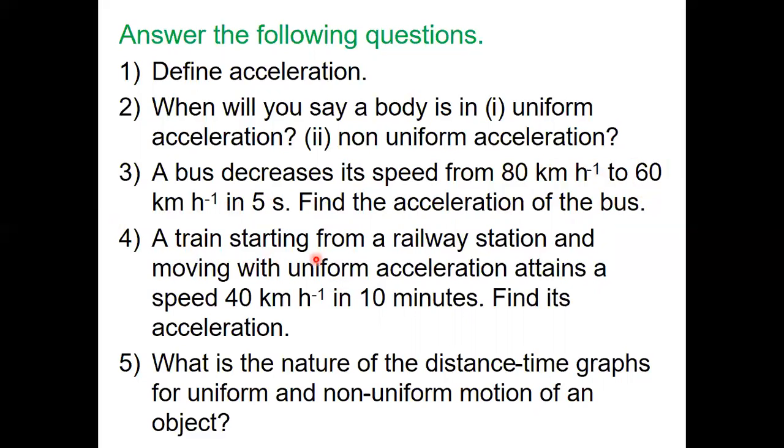Fourth one, a train starting from a railway station and moving with uniform acceleration attains a speed of 40 km per hour in 10 minutes. Find its acceleration. Fifth one, what is the nature of the distance time graphs for uniform and non-uniform motion of an object? You answer these questions children.